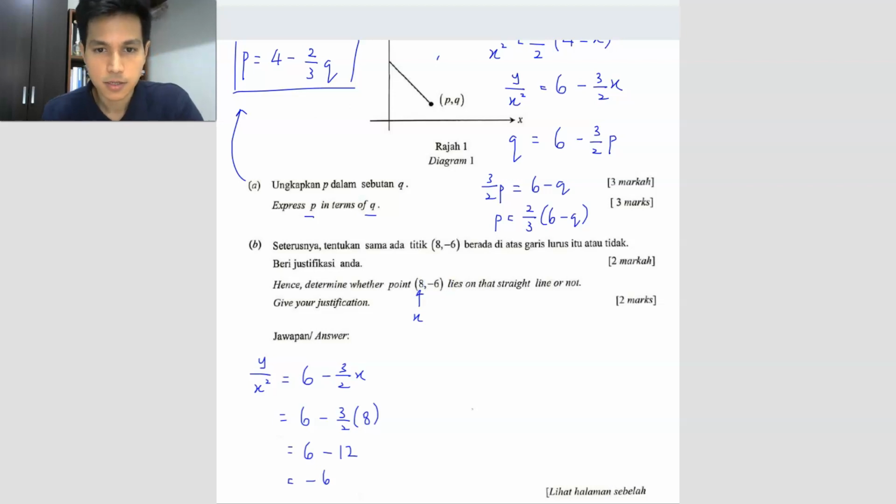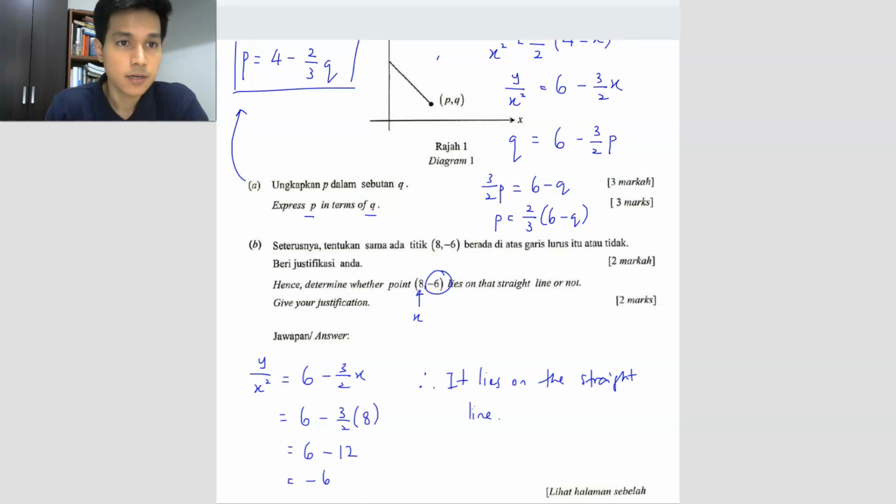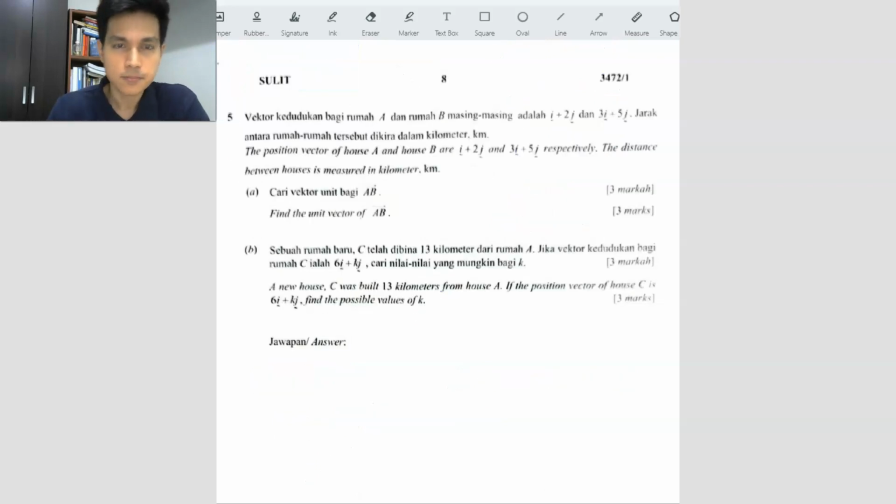So in other words, we can prove it and write here that it lies on the straight line. There, you managed to prove it, right? Negative 6 is there. Negative 6. Okay, let's see the next one.